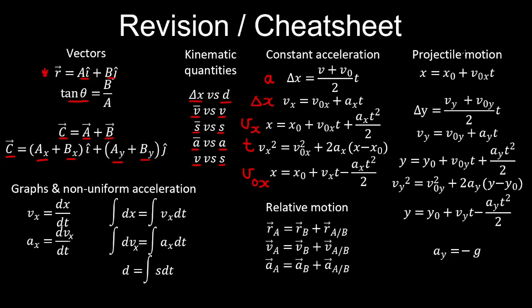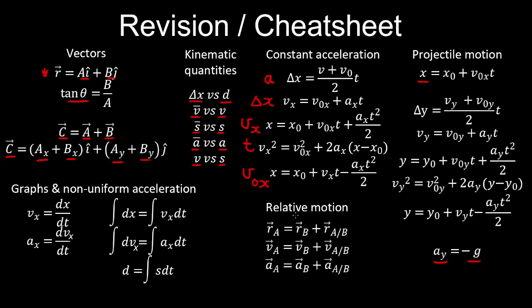And in projectile motion, we assume the object is a particle under the influence of gravity alone. So you have one kinematic equation in the horizontal direction, and the same big five kinematic equations applied in the vertical direction, with the acceleration being the gravitational acceleration.